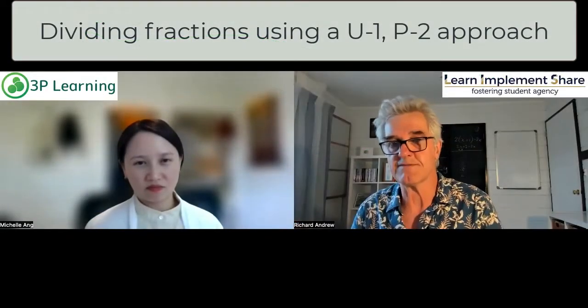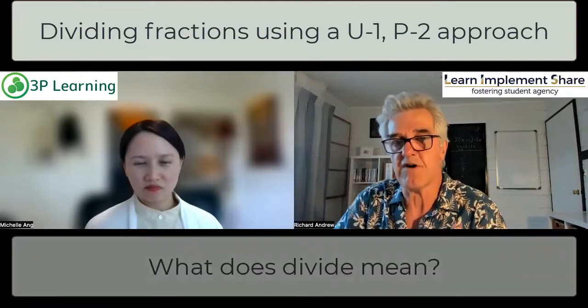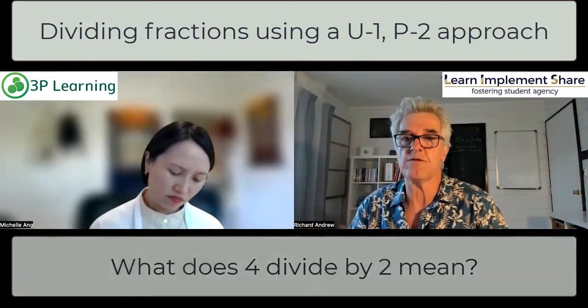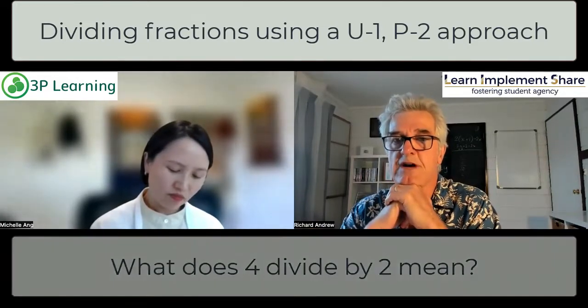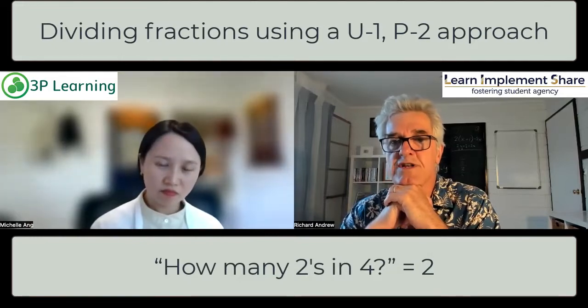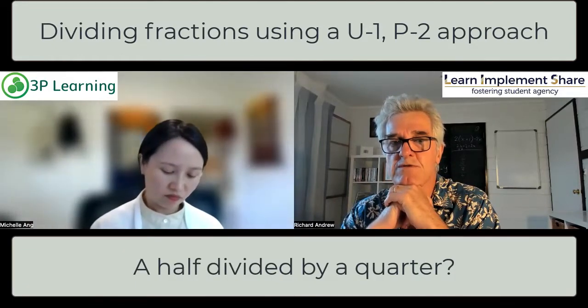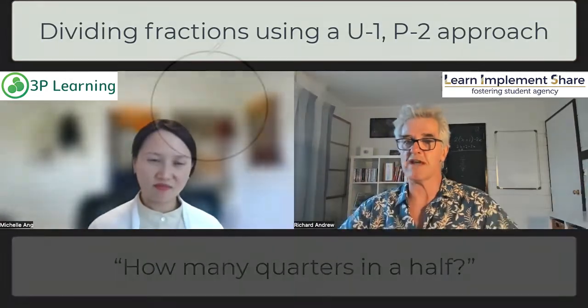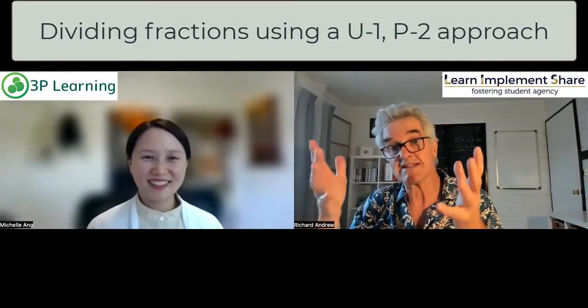Let's now play around with some diagrams and see how this works. What does divide mean? It means how many. What does 4 divided by 2 mean? How many 2's in 4? Right, so what's the answer? Well, that's 2. So what do you think a half divided by a quarter would mean? Oh, it's how many quarters are in a half. Right, let's draw a half. How many quarters? Before you get the question, it's 2, because now they understand it.